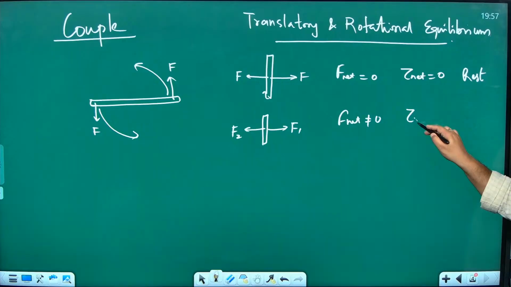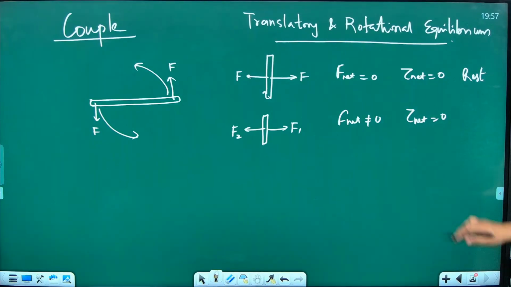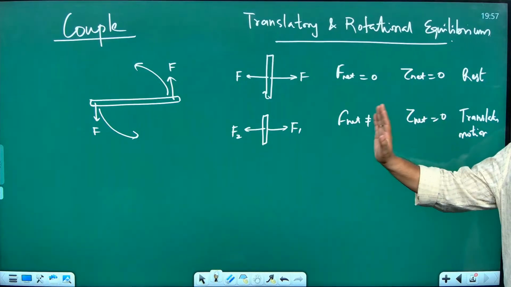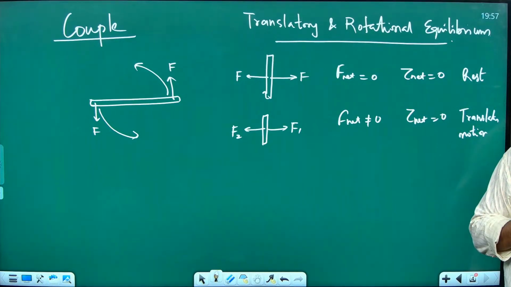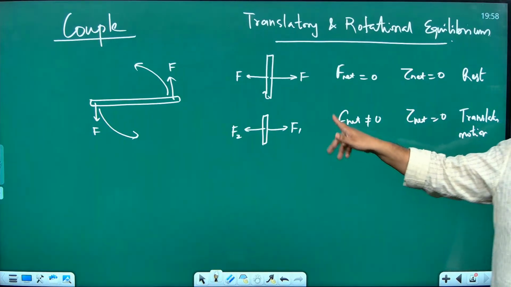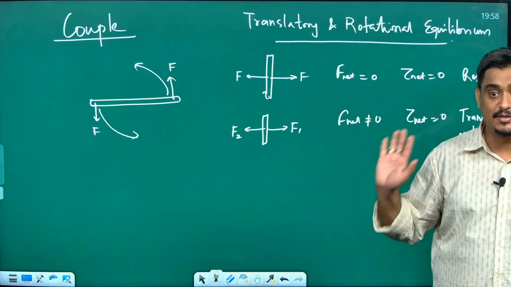And net torque on the force will still be 0 only. It means the body will have a translatory motion. Can I say like that? It means the body is in rotational equilibrium, but not in translatory equilibrium. Are you getting my point? Because it is having rotational equilibrium, it is not rotating the body, but the body is not having translatory equilibrium, it is moving the body.